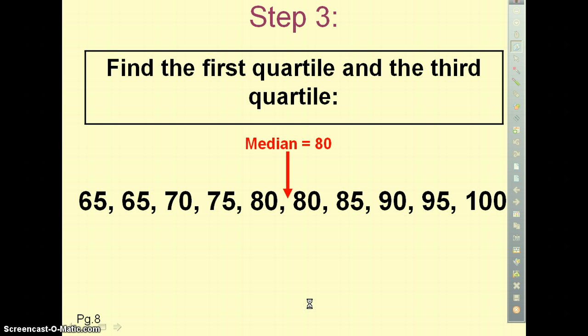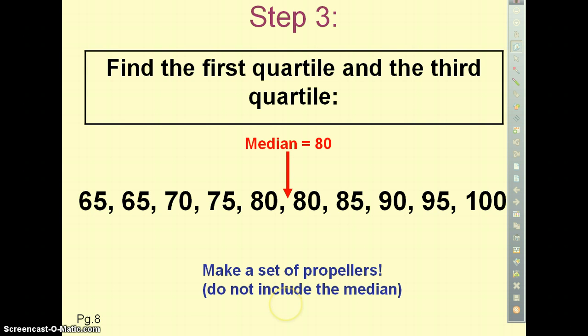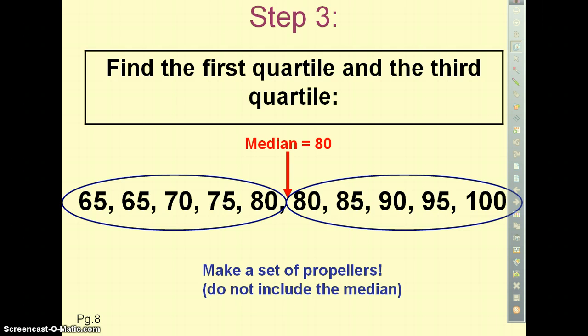Now, to find your first quartile, this is what we need to do next, is find our first quartile and our third quartile. Okay, I need to know which numbers are in the lower half of the data, and I need to know which numbers are in the upper half of the data. So I'm going to make like these propellers. You don't really have to do this, but I think it's funny to do propellers, okay? When you do that, the median does not fall in either the lower half or the upper half, so you wouldn't include the median if the median was a number separate than the 80s.